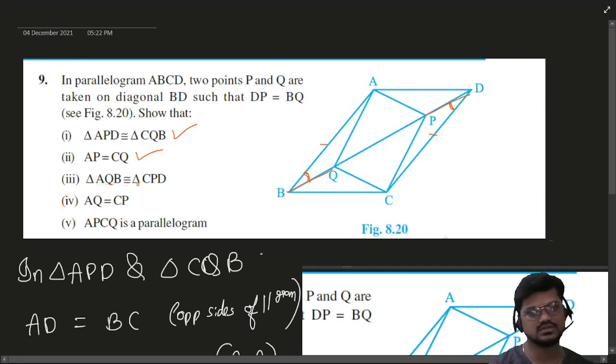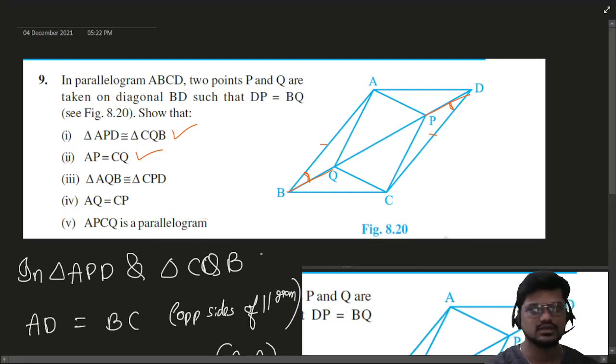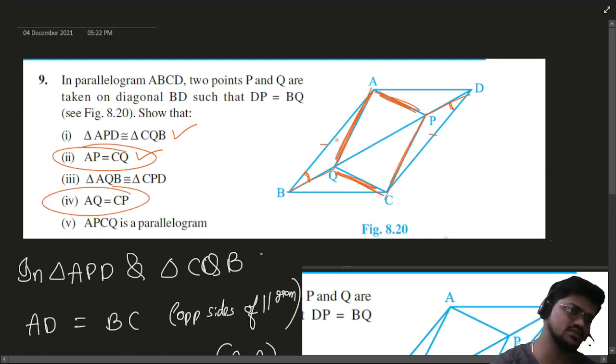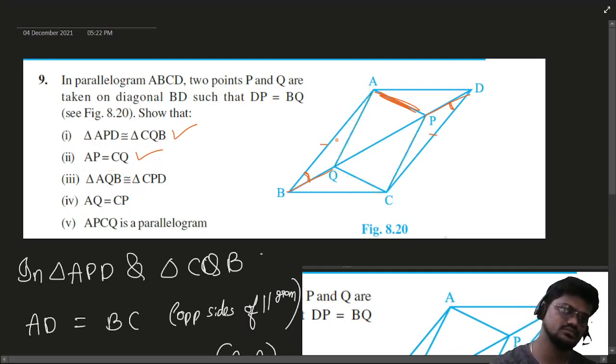Yes, CPCT. Now, how do you prove that this is a parallelogram? Sir, both the opposite sides are equal. We are talking about APCQ, which is not given. We have already proved that this line is equal to this in the first statement, and this line is equal to this over here. So if these two opposite sides are equal, then we can say that the quadrilateral formed is a parallelogram. Is that clear, everyone?